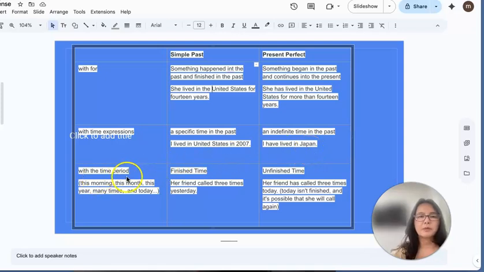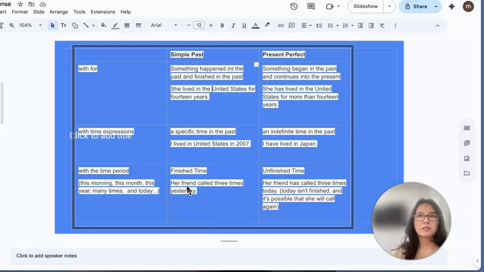And with time periods like this morning, this month, this year, many times, 3 times, or today, if the time period is finished, in the past, we can use simple past. Her friend called 3 times yesterday. Yeah, the moment of speaking is today, so yesterday stays in the past. So we have to use simple past.